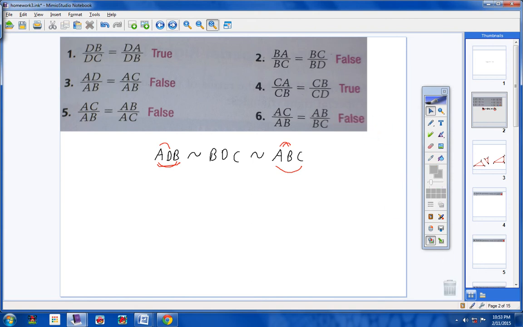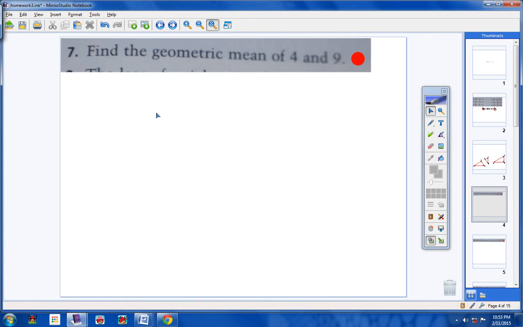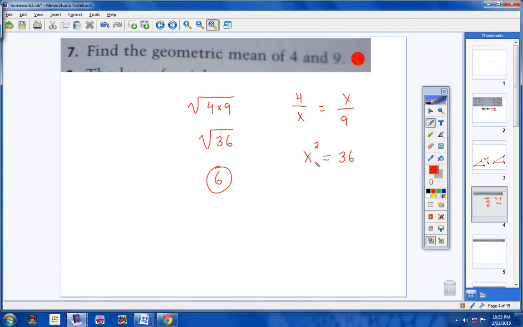Alright, let's move on now to number 7. Number 7, find the geometric mean of 4 and 9. Now, you can take the square root of the product of the two numbers. That's one way to do it, and that's totally acceptable. And you'll get the correct answer. Another way to do it is, the two numbers that you're trying to find the geometric mean of, you put one on the top of the fraction, put an equal sign, and put the other number on the bottom, and then put an x here and an x here, and then solve. x times x is x squared. 4 times 9 is 36. Take the square root of both sides. The square root of x squared is x, and the square root of 36 is 6.